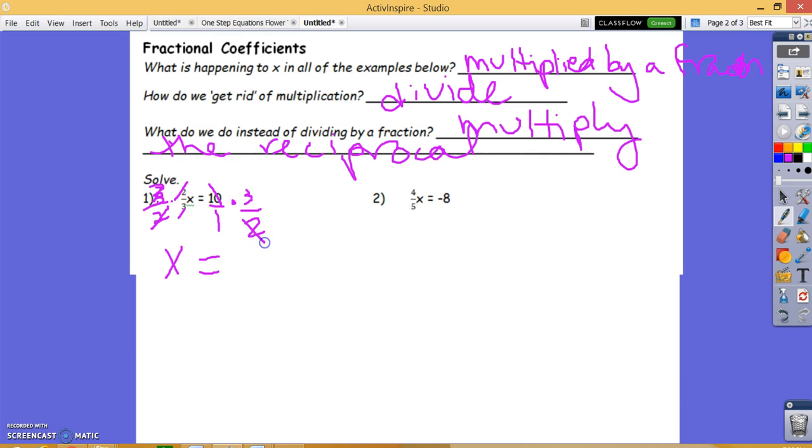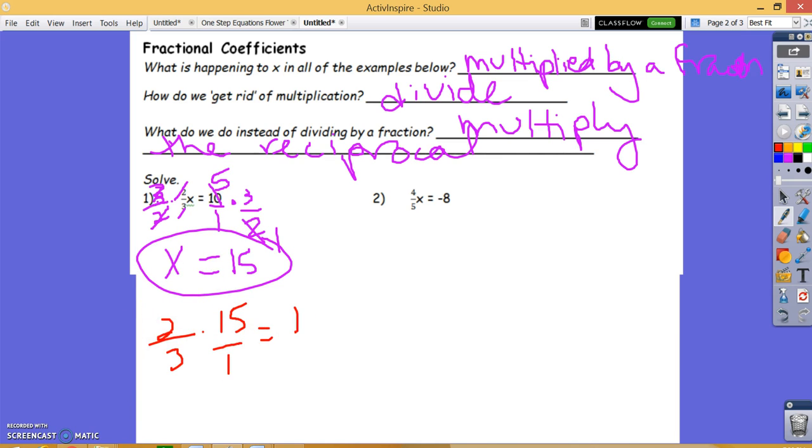So 10 and 2 are both divisible by 2. That would become a 1 and a 5. 5 times 3 is 15. And of course, we are definitely going to want to check our work here. So 2/3 times 15, or 15 over 1, should be 10. And let's check it. These are both divisible by 3. That becomes a 1 and a 5, and then 2 times 5 is 10, so it does work.